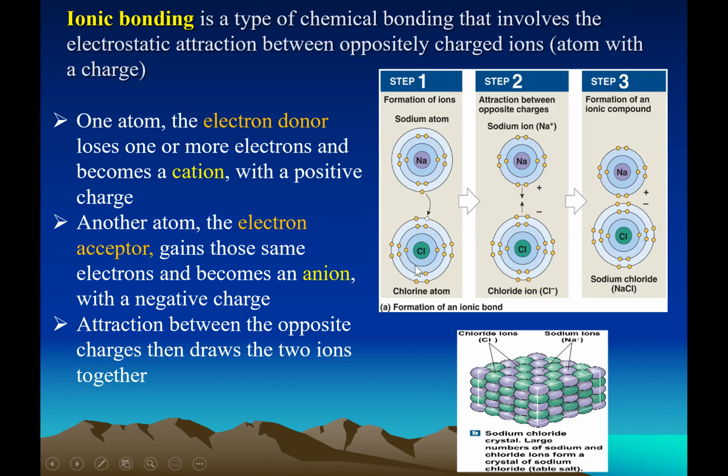On the other hand, chlorine on the third shell has 7 electrons and it's looking for 1 more electron. So it's going to accept this electron and in turn it will become negative. This bond that forms between a positive ion and a negative ion is called an ionic bond. A very good example is sodium chloride, which is table salt.